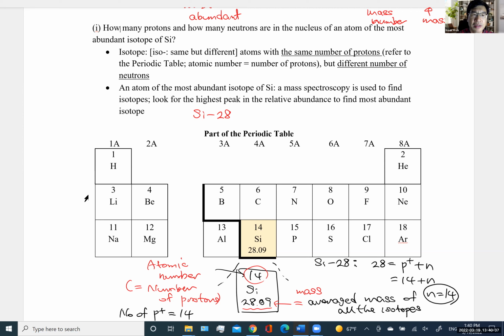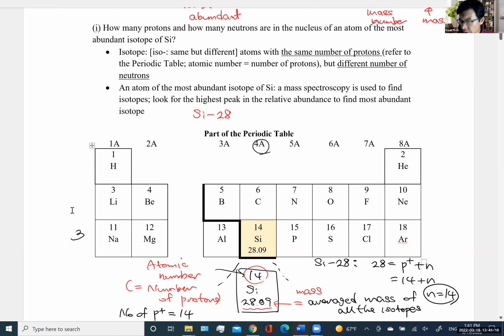And an atom of the most abundant isotope of silicon is shown in the bar graph. When you look at the relative abundance in the bar graph, the highest peak is the most abundant isotope of silicon. In this case, we find the mass is 28, which is approximately the mass number 28. So the symbol is silicon 28. Now let's go to the periodic table. Let's find the location of silicon. We have hydrogen, helium, lithium, beryllium, and so on and so forth. Silicon is found in period 3 and group number 4A.